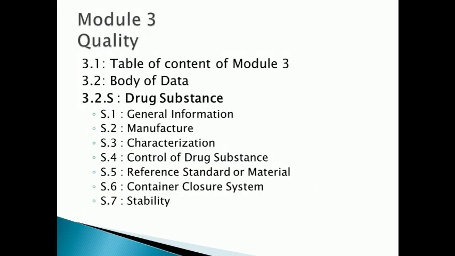Now let's see module 3. As a pharmaceutical product's efficacy depends on the API, regulatory authorities also require information regarding the same. So in module 3, quality information regarding the API, or you can say drug substance, as well as the drug product is provided. The drug substance information you can see over here. It contains general information, manufacture, characterization, control of drug substance, reference standard or materials used, container closure system of the drug substance as well as the stability data of the same.